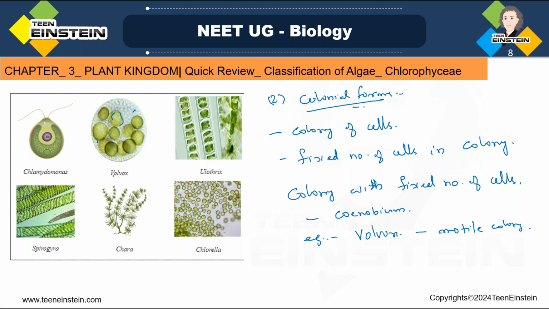Now, unicellular forms we have learned about. Then colonial forms we have just learned, and next we are going to learn about multicellular filamentous forms. Most of the green algae are multicellular, and they are filamentous. For example, Ulothrix and Spirogyra. Both are multicellular, and they are filamentous forms.